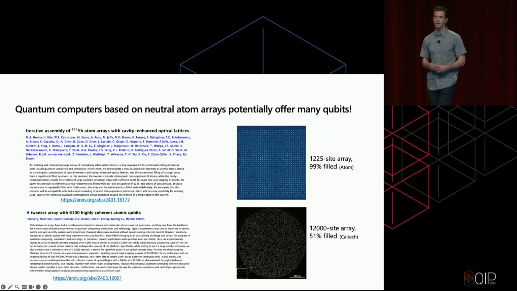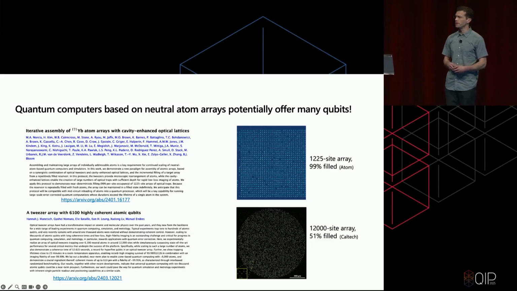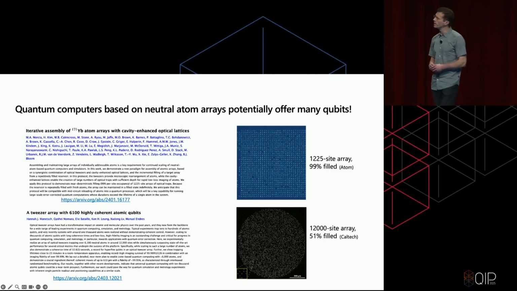And so quantum computers based on neutral atoms potentially offer many, many qubits, very large scale. So here are a couple of references from last year. The top one is a result from Atom, where they have a 1225 site array, and I think it's 99% filled with atoms, with qubits. So you have well over 1,000 qubits here in this array. The bottom picture shows a 12,000 site array, which has 6,100 qubits, 6,100 atoms in it. So it's about 50% filled. And so you can see that we can achieve potentially lots and lots of qubits with these neutral atom systems.